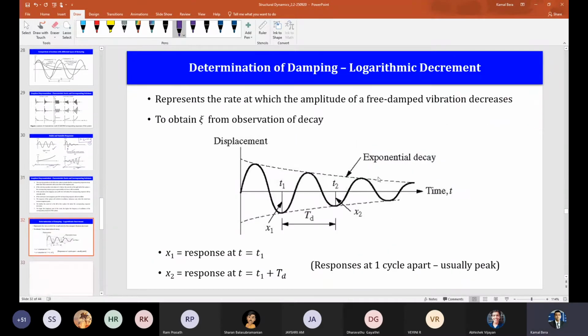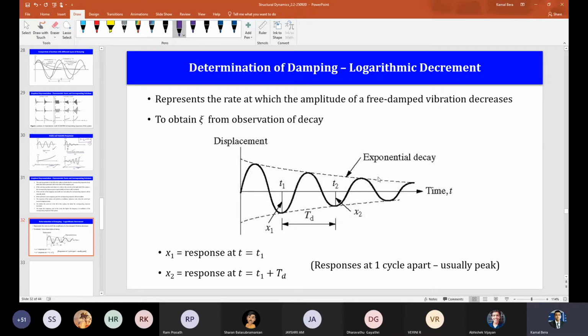Then we move to the next topic, and it is very important: the determination of the damping. How do we find out zeta? We have just learned the expression zeta equals C by C_c, but C you cannot find directly. You can find the mass and the stiffness, but C you cannot find this way. So you have to find the non-dimensional damping ratio zeta experimentally, and from that zeta we can obtain C.